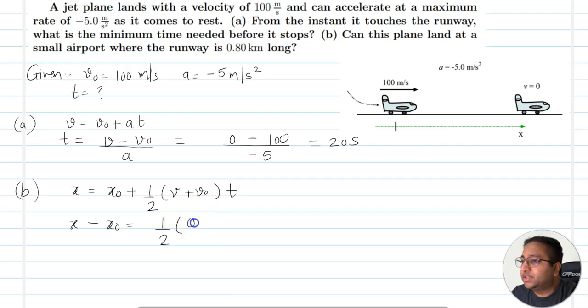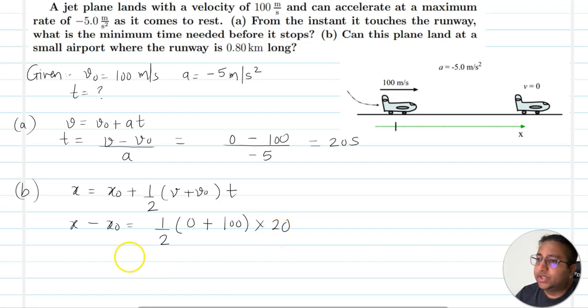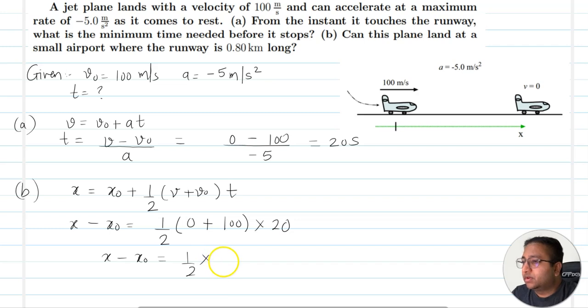Now the final velocity is 0. The initial velocity was given to us as 100, and t is the time, which is 20. So in 20 seconds, the jet plane is about to come to rest. So this gives me x minus x0 as 1/2 into 2000, or 1000 meters, or 1 kilometer.